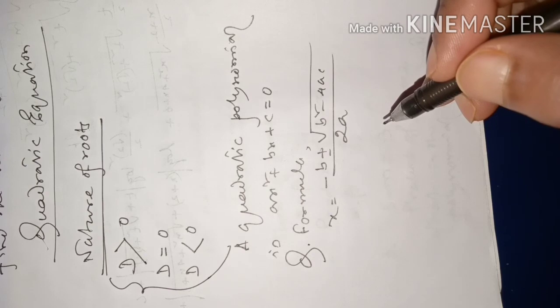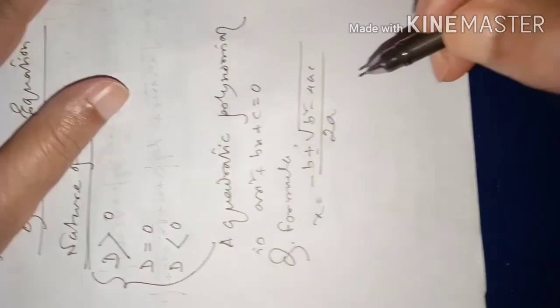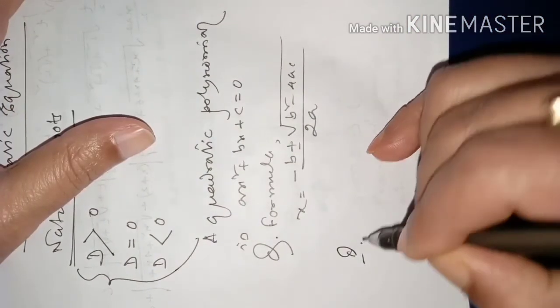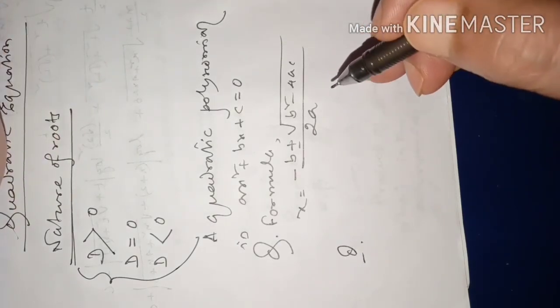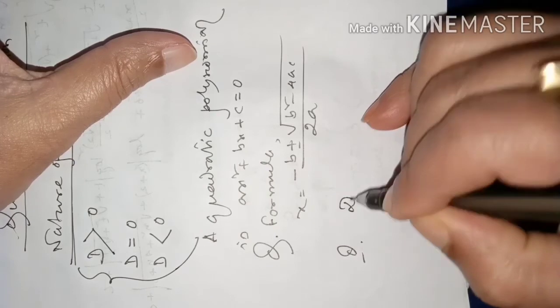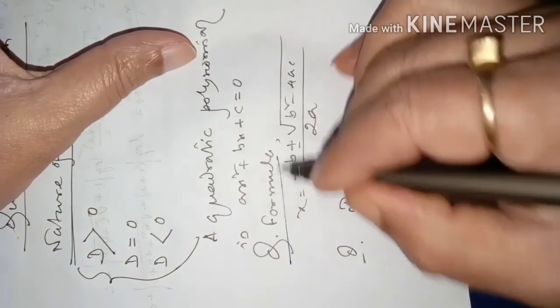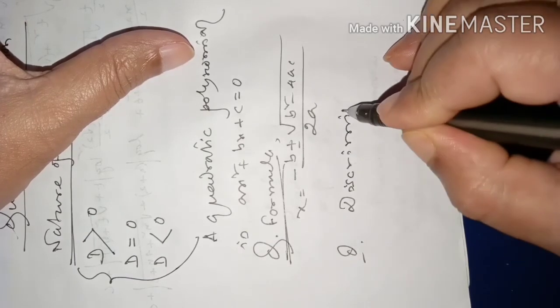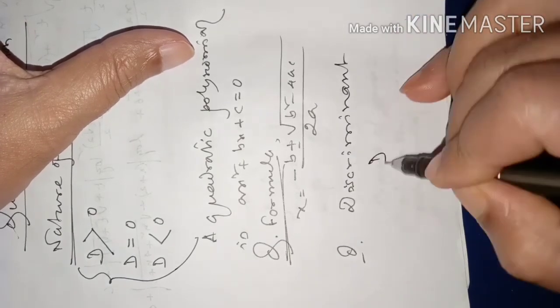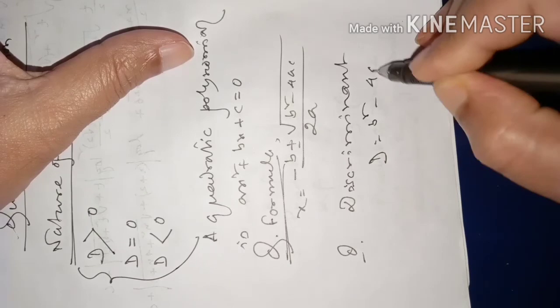Then here are some word problems. Suppose a question is given like this: find the discriminant and the nature of the roots of the quadratic equation. If the discriminant is asked, what do you have to find out? You have to find out D. D is b square minus 4ac.